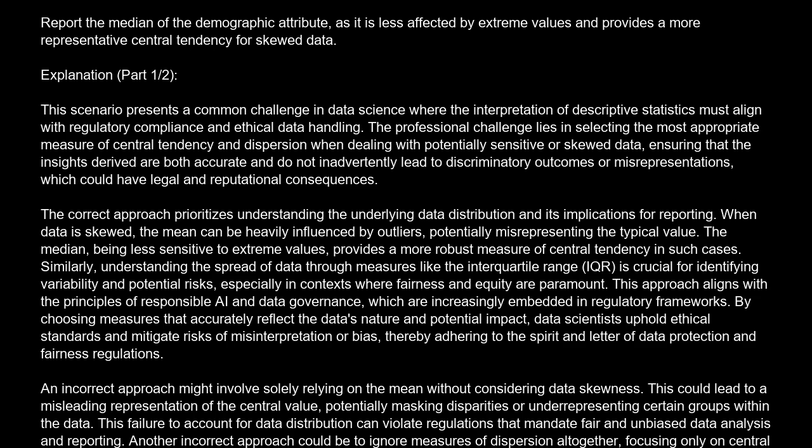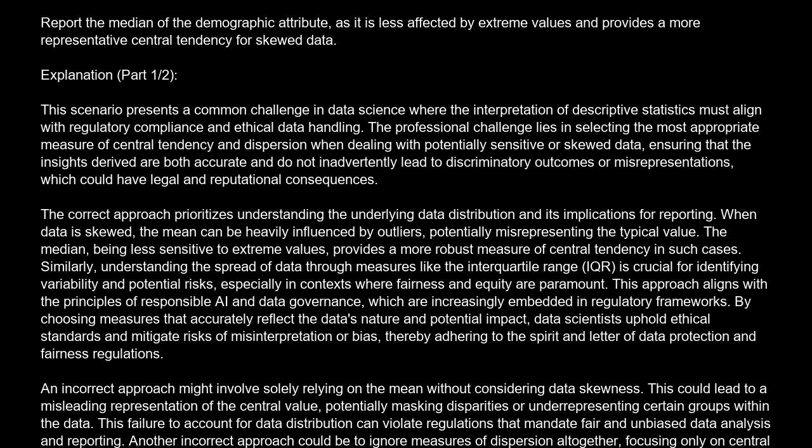The professional challenge lies in selecting the most appropriate measure of central tendency and dispersion when dealing with potentially sensitive or skewed data, ensuring that the insights derived are both accurate and do not inadvertently lead to discriminatory outcomes or misrepresentations, which could have legal and reputational consequences. The correct approach prioritizes understanding the underlying data distribution and its implications for reporting.